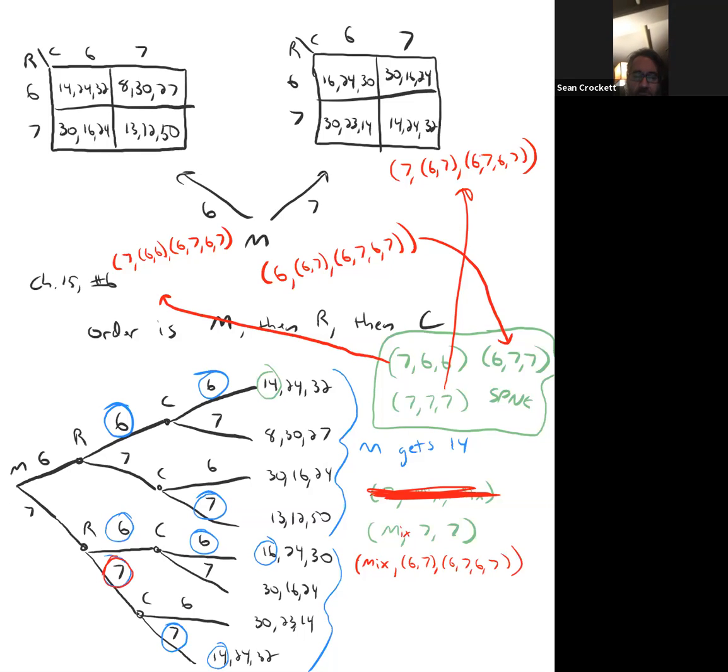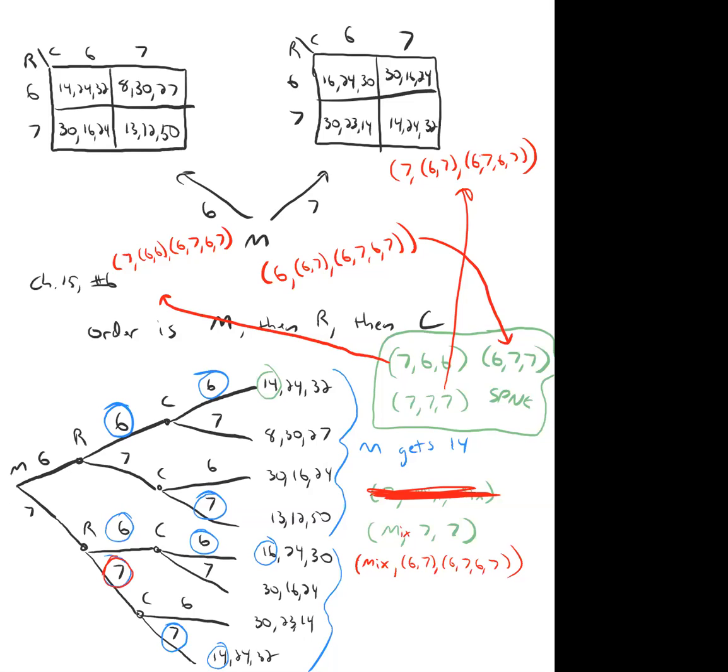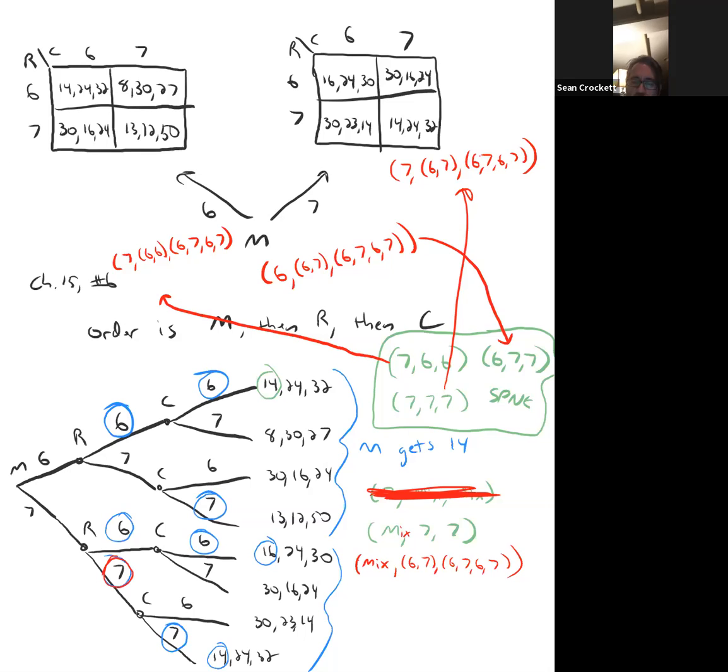Player 1 can do anything she wants because she's indifferent between 6 and 7 when player 2 is playing 7 in the bottom information set. So there's 3 pure strategy Nash equilibria, and then there's 1 mixed strategy subgame perfect Nash equilibria that has player 1 mixing between 6 and 7, and player 2 choosing 6, 7, and player 3 doing what player 3 always does.